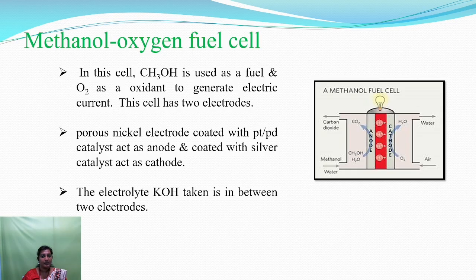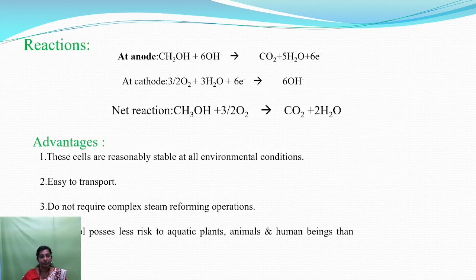In this cell, CH3OH, that is methanol, is used as a fuel and oxygen as an oxidant to generate electric current. This cell has 2 electrodes. The porous nickel electrode coated with Pt and Pd catalyst acts as the anode, and the one coated with silver catalyst acts as the cathode. The electrolyte, potassium hydroxide, is taken in between the 2 electrodes.